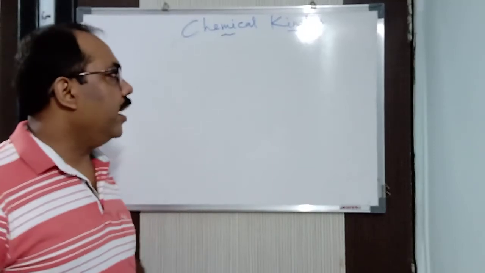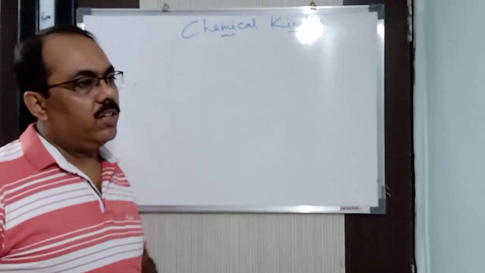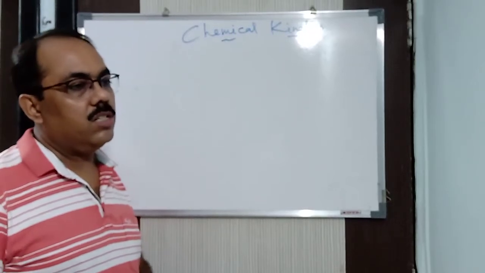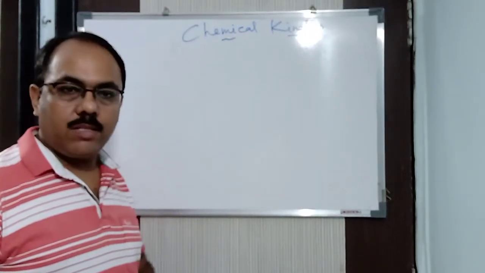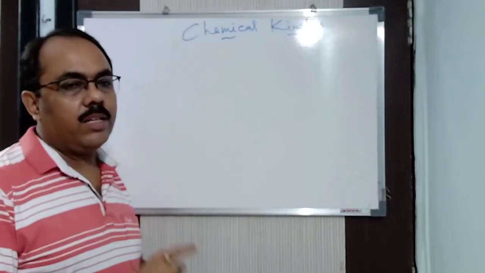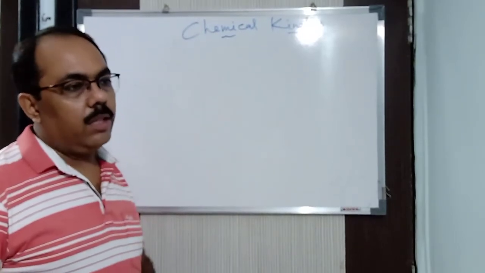Now I told you about the rate of reaction. So what is the formula to calculate the rate of reaction? That also I have discussed with you. That is change in concentration by change in time. We can say that final concentration minus initial concentration divided by final minus initial time.